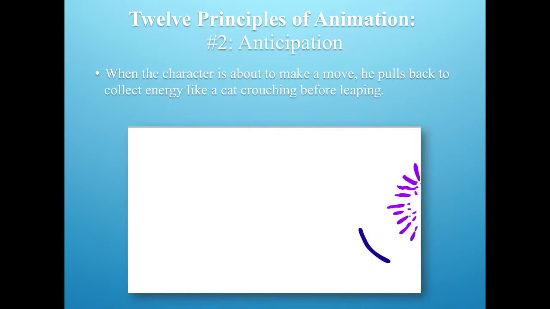Now in this example, we've got anticipation. When the character is about to make a move, he begins to collect energy, like when a runner is about to start a race and he pulls back, or a cat crouches down just before it leaps. And in this example here, this purple string that is running along the bottom, that one is anticipating its motion and then running forward. The ball is stretching and then squashing, and then it goes and hits the wall and explodes.